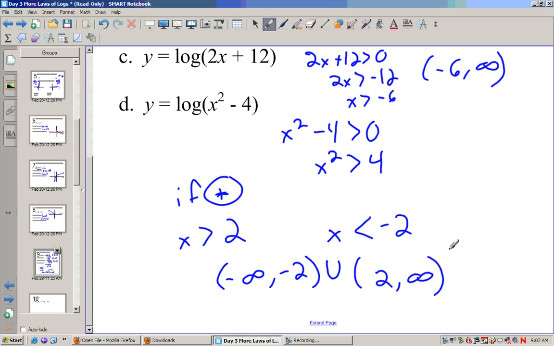And if we do zoom standard, it kind of looks like this, where there are no values between -2 and 2, but everything less than -2 there are values, and everything to the right of 2 there are values.